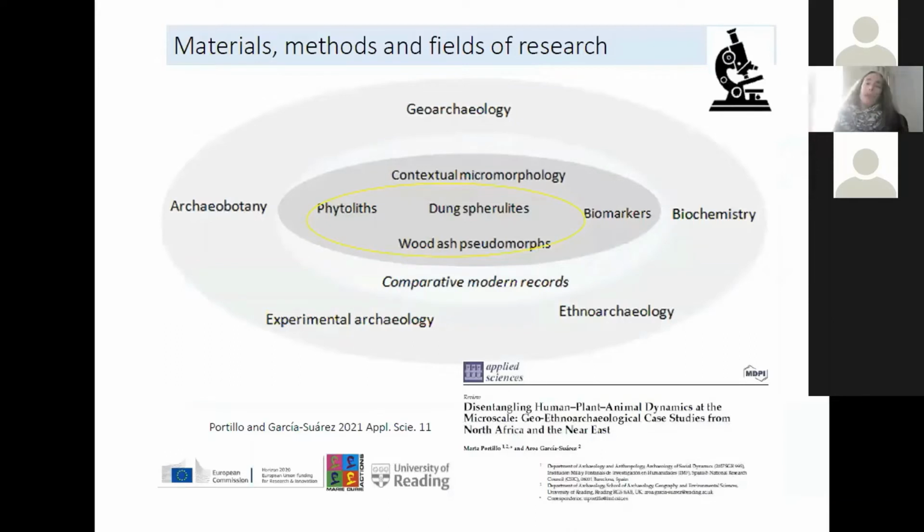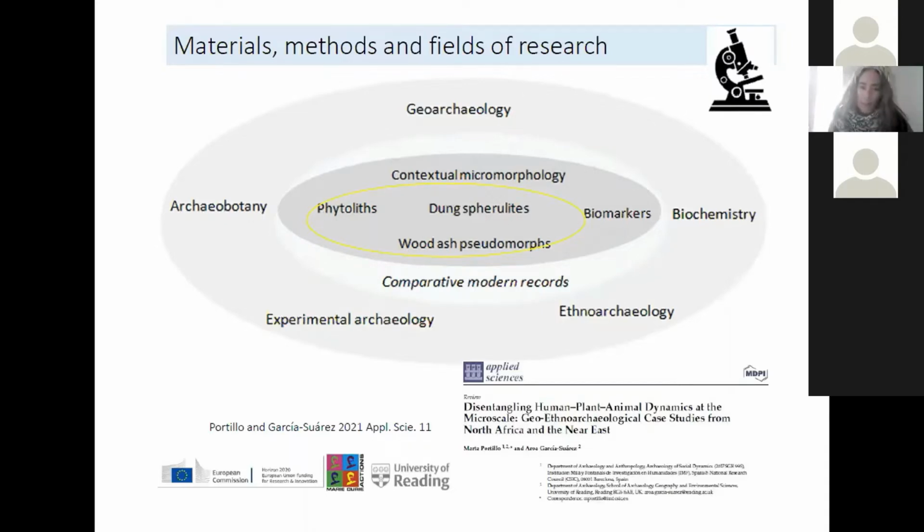Regarding the materials, methods, and fields of research, it's on several fields of research, and I'm not going to focus only on archaeobotany, but also on integration with other geoarchaeological methods. Especially, I'm going to give some examples with integration with microcontextual thin section micromorphology, and some examples on ethnoarchaeological case studies and experimental research, and particularly I'm going to focus on the phytoliths and the dung spherolites and the ash pseudomorphs.